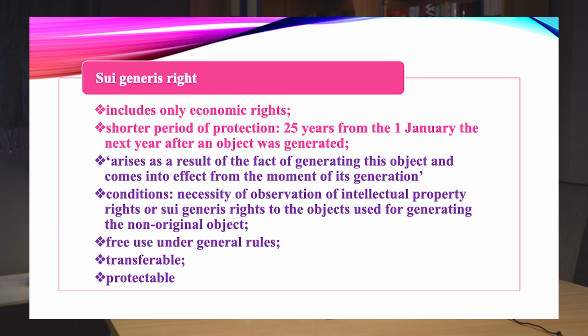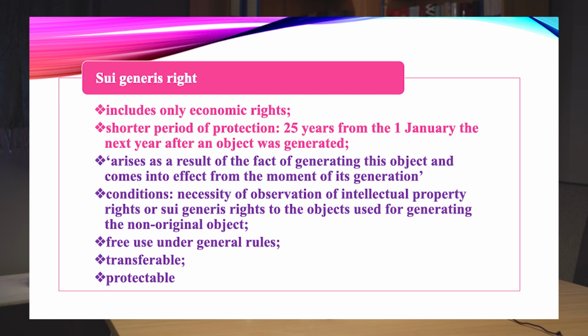It is worth mentioning that the introduction of sui generis rights to non-original computer-generated objects has been discussed in doctrine. Usually, doctrinal proposals discuss exclusion of moral rights protection and providing a shorter period of economic rights protection. The Ukrainian legislation is in line with these two tendencies. First, sui generis rights do not include moral rights. They include only economic rights. Second, these economic rights have a shorter period of protection than usual. They are protected only during 25 years from the 1st January the next year after an object was generated.